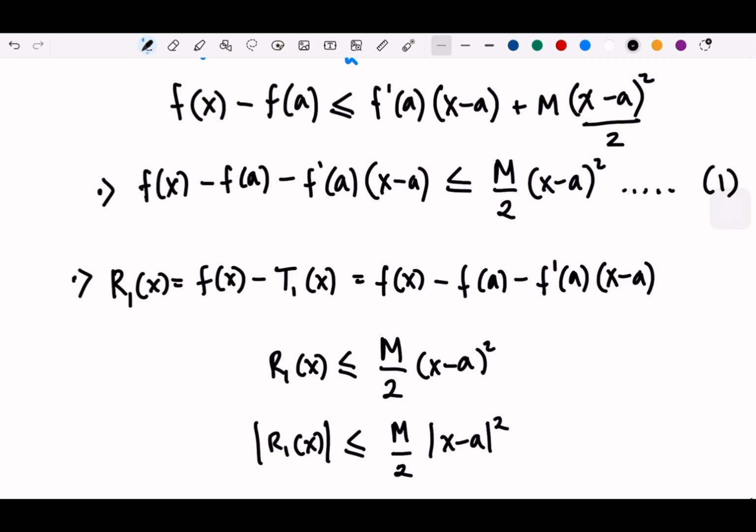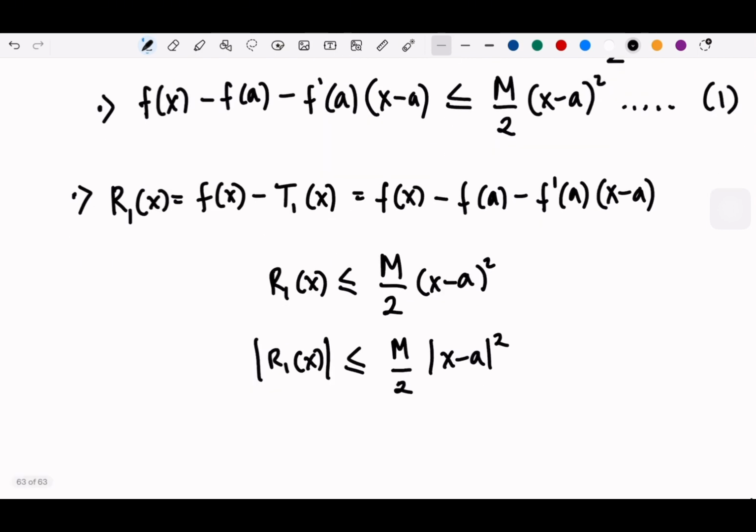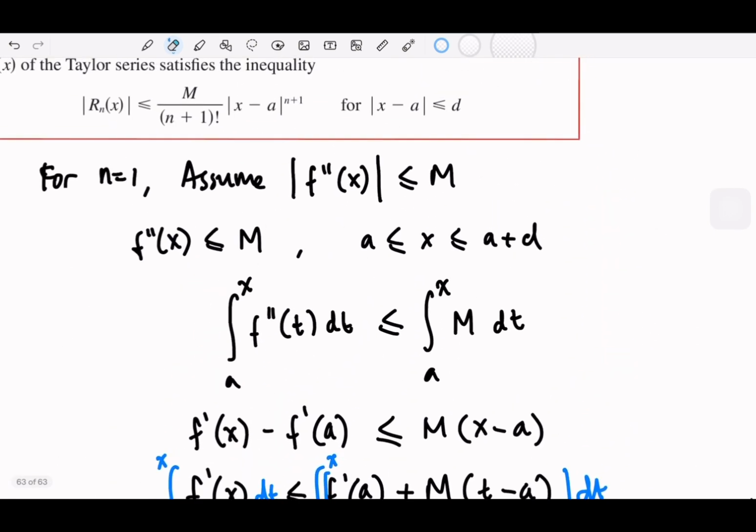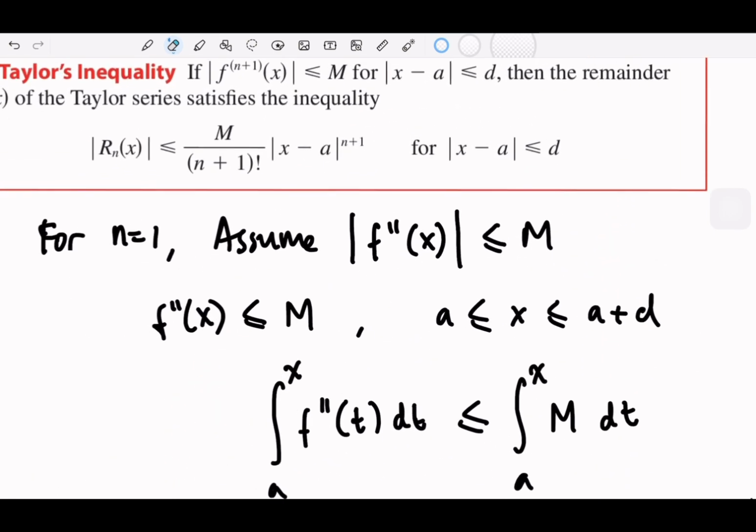the Taylor's inequality. Let me write here. This proves Taylor's inequality where n is equal to 1. So this is an assumption. At the beginning, we start from n equal 1, so we assume that we have the second derivative, suppose that it is going to be M.